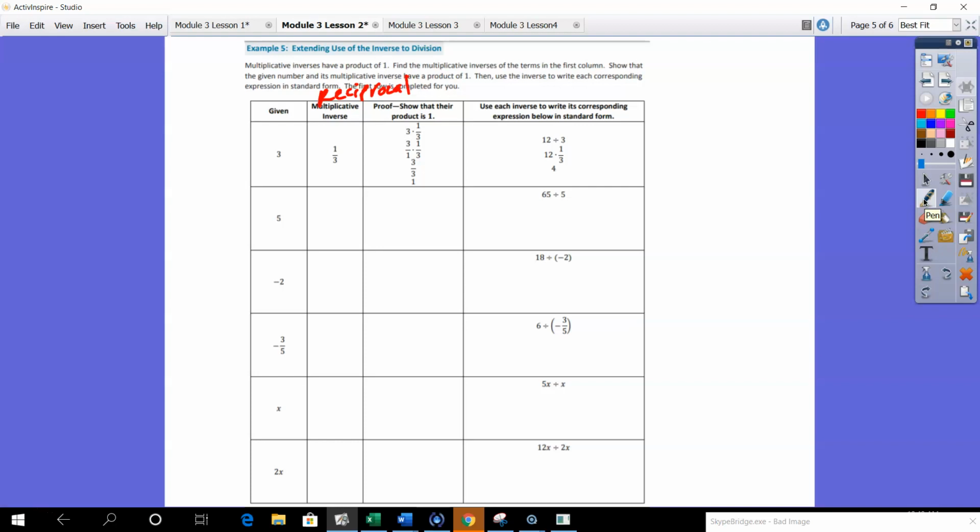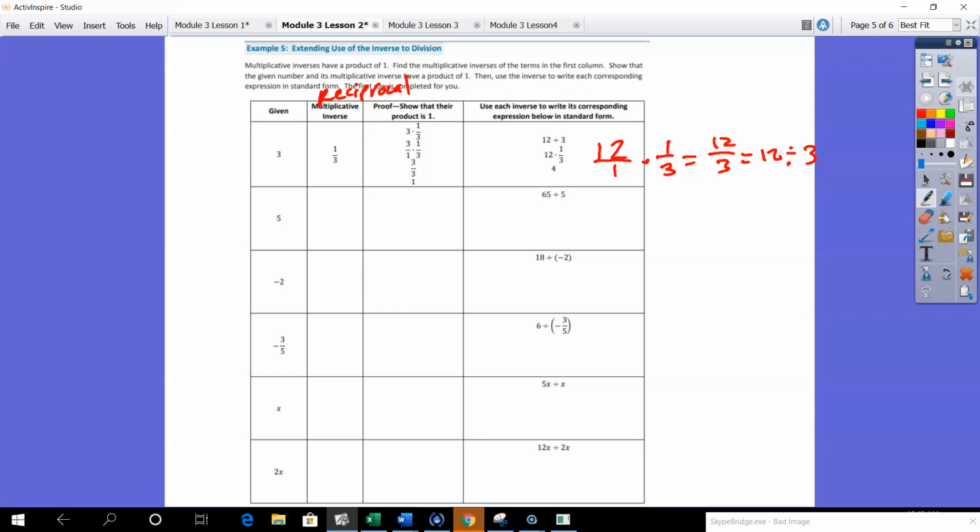So then use each inverse to write its corresponding expression below in the standard form. So we have 12 divided by 3. We know 12 divided by 3 is 4. Okay, but we're showing that we can do the multiplicative inverse. So we're showing that it works here too. So 12 times 1/3. So just so you can see it, that would be 12 over 1 times 1 over 3, which is 12 over 3, which is 12 divided by 3.